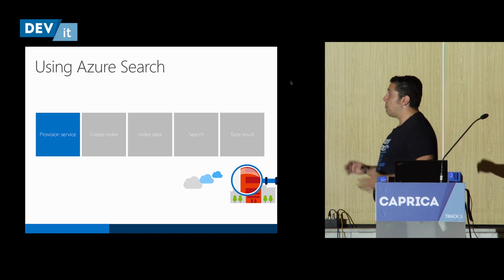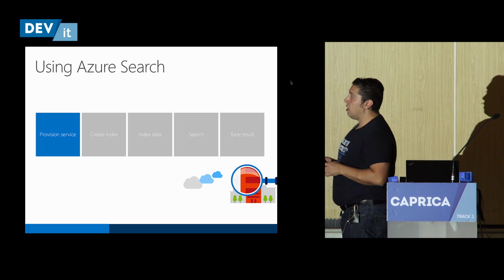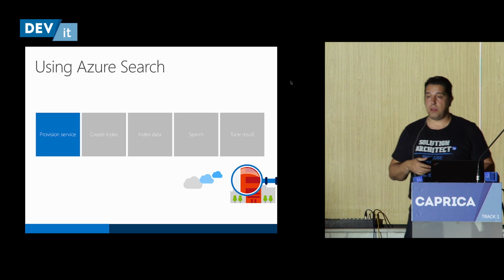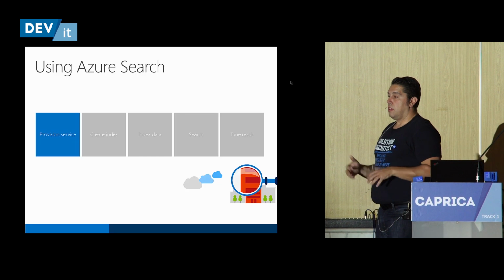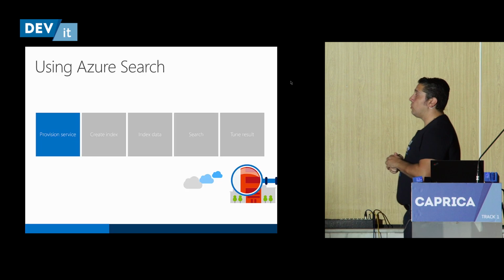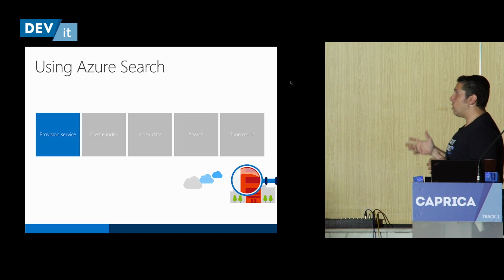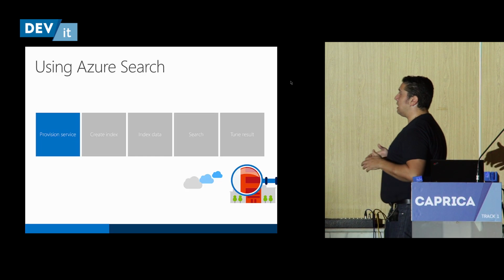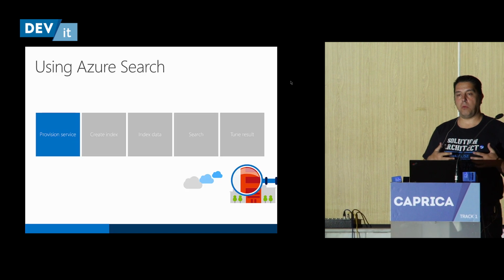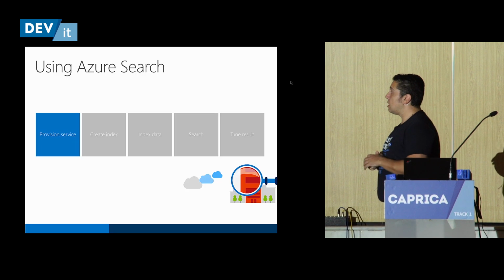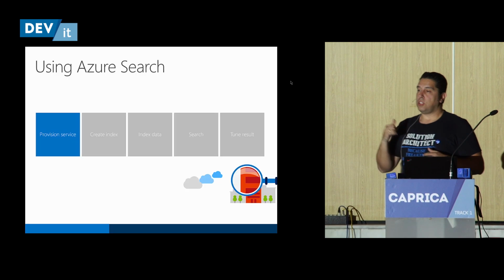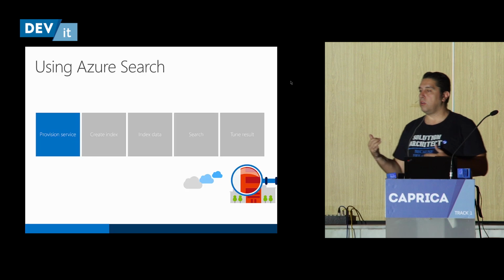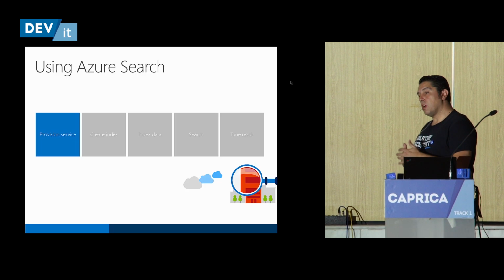Okay, what's the process of searching? We have a workflow, right? So first, in all the services that we've seen, we have to provision the service. Second, we have to create an index, and we'll talk about what an index is. Then we have to put data on that index. And then we'll be able to search those indexes. And of course, then finally tune the results, like put scoring and weights on the fields that we're most interested in.